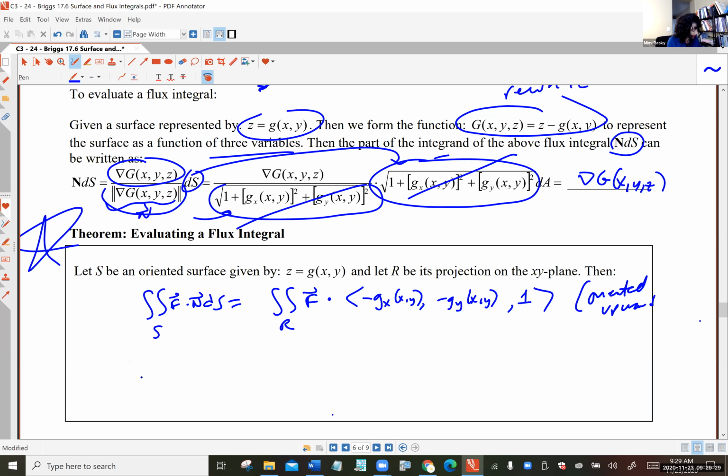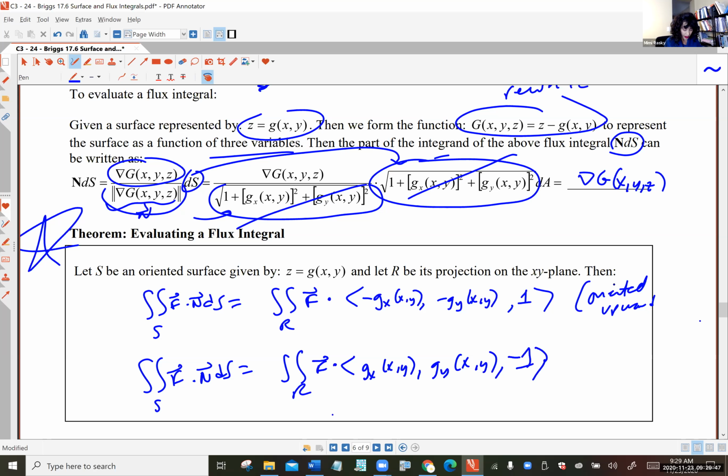You might be asked on some occasions, just to be ready, to do the integral if your unit normal vector is directed inward or downward. That just means you're still going to take a dot product, and I'm just going to change the sign of all of the components of this gradient.